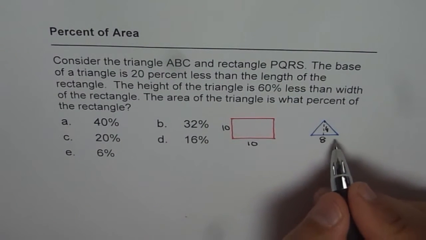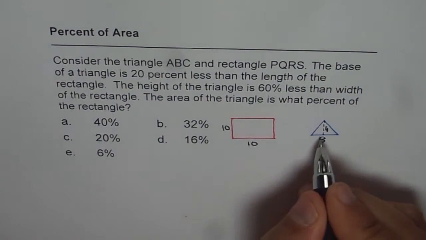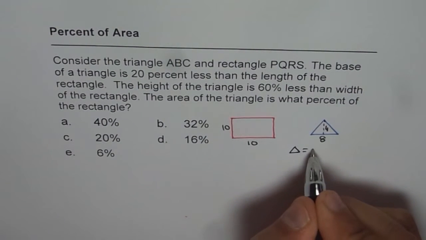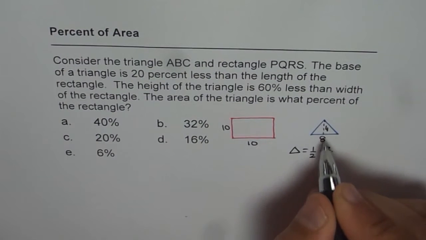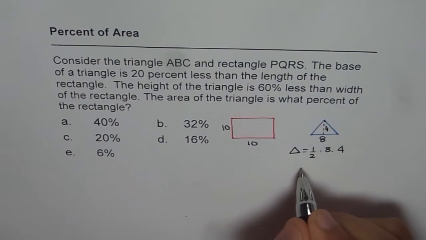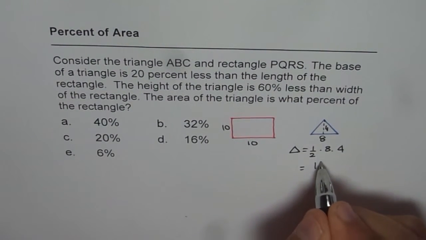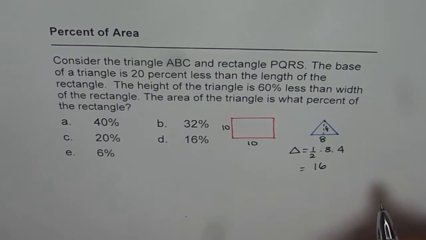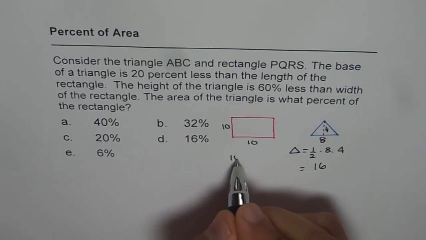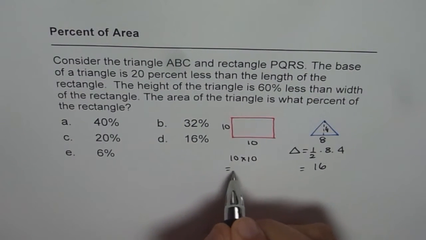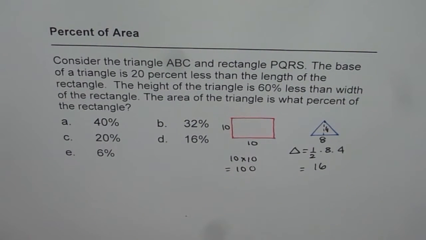Now, if that is the triangle, then what is the area of this triangle, right? So the area of the triangle is half of base, which is 8, times height, which is 4, and that is 4 times 4, 16. Now you can compare. This area is 100, right? It is 10 times 10, which is 100. So I purposely took 10 for easy calculations.